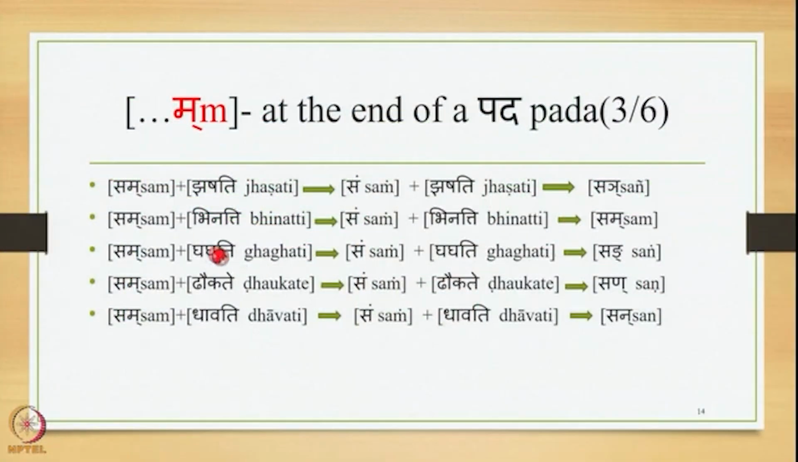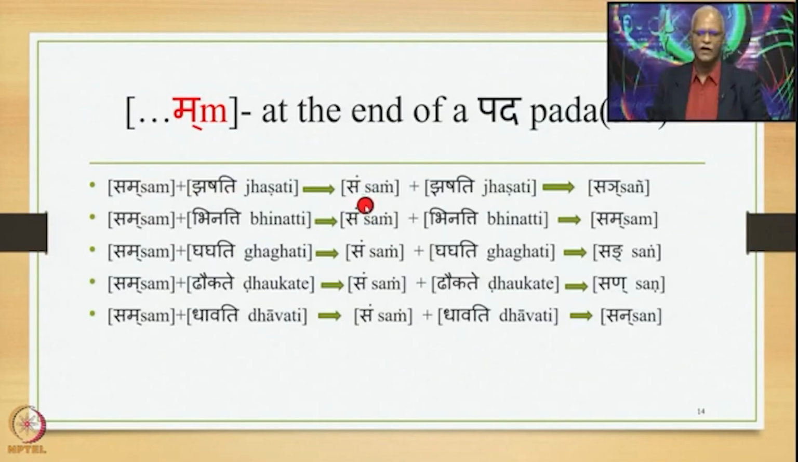Then we have sam plus jhashati, and ma is substituted by an anuswara by the application of 8323, and the output generated is sam plus jhashati, and 8459 applies over here, and the output generated is sai plus jhashati, and optionally also sam plus jhashati.